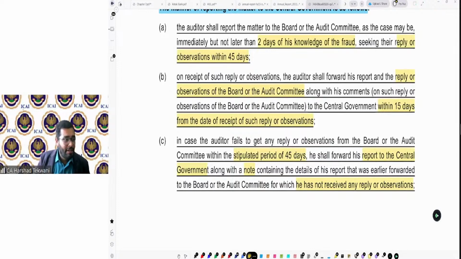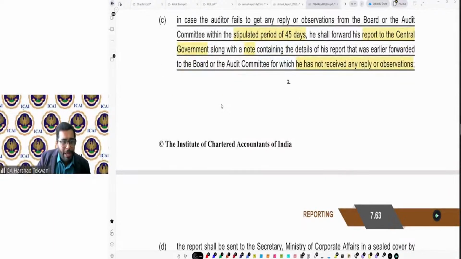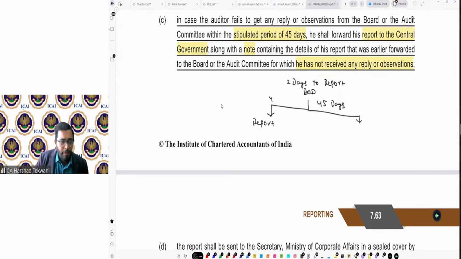Okay, again, so I'll just write the timeline here. First, 2 days to report to BOD. Then I will give them 45 days. Within 45 days, if I get the reply, or if I don't get the reply. So if I get the reply, report plus reply within 15 days.